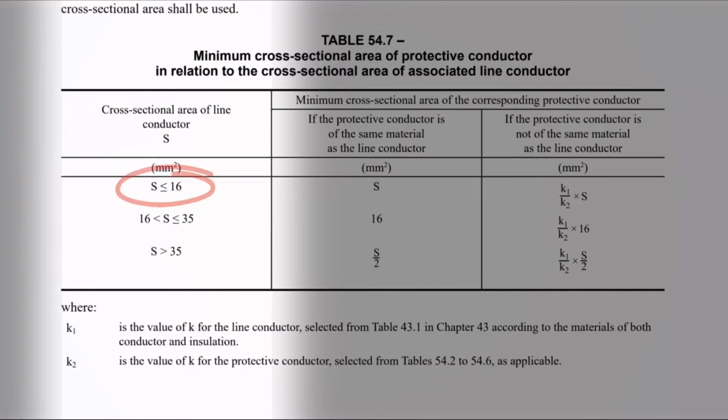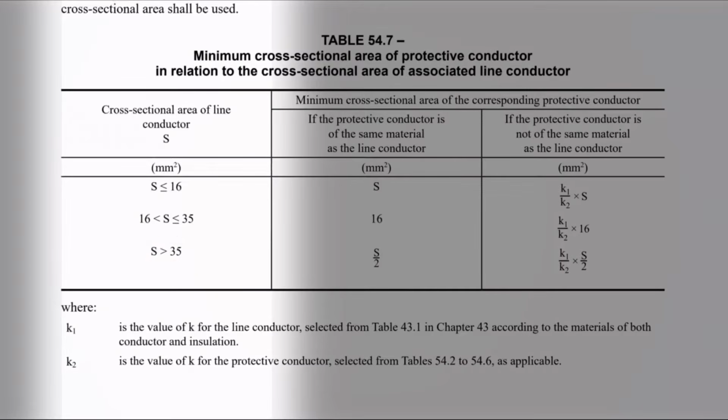The first is where S, the CSA of the line conductor, is less than or equal to 16 square millimeters. So conductor sizes up to and including 16mm. The second group is where S, or CSA, is over 16 square millimeters and less than or equal to 35mm. So that's line conductors over 16mm up to and including 35mm. This actually only includes two standard conductor sizes, 25mm squared and 35mm squared. Then the final group is anything over 35mm in cross-sectional area.